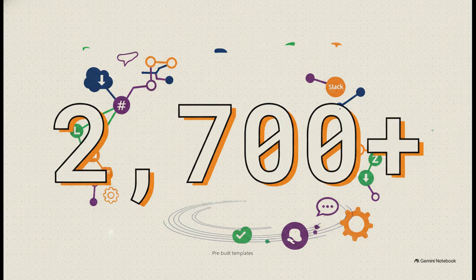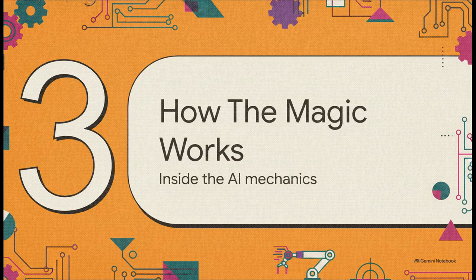2,700. That is the number of pre-built templates the AI suddenly gets access to. This is huge because it means the AI doesn't have to reinvent the wheel every single time. Say you ask it to connect Salesforce to Slack. It can just instantly comb through hundreds of existing templates, find the exact best match, and deploy it for you right then and there. Moving right along to Section 3.